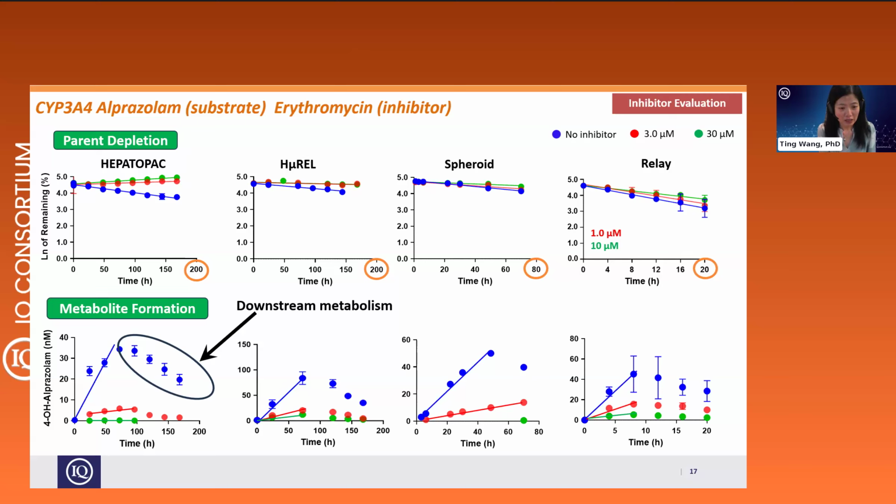We use the linear phase of the metabolite formation to obtain the metabolite formation rate, and use those rates to determine the inhibitor potency at different concentrations. The reason we use metabolite formation rate instead of the depletion rate to evaluate inhibition potency is because the metabolites monitored are CYP isoform-specific metabolites. The other thing I want to point out is that at the later time points, for example on the bottom left in the HepatoPac incubation, there's an up and down. The down phase for the metabolite formation is the downstream metabolism of the primary metabolite. Next slide, please.